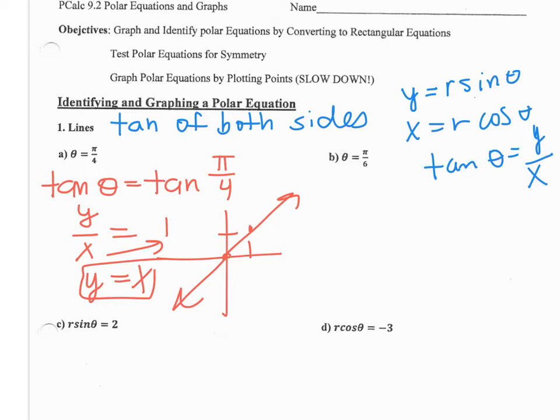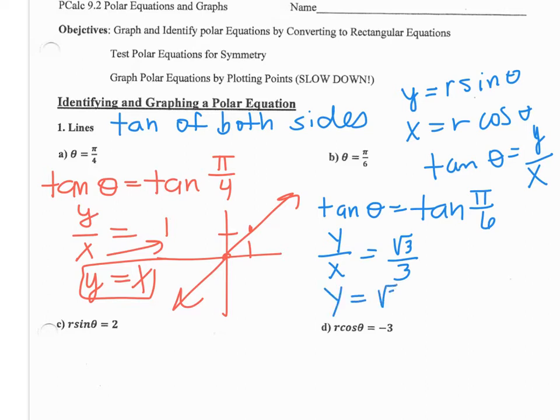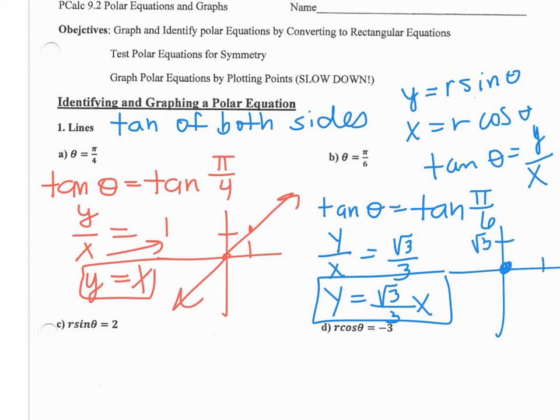Okay, let's try another one where the numbers aren't so pretty. So part B, if I take the tan of both sides, I get tan theta equals tan pi over 6. All right, so same deal. Tan theta is y over x. Tan 30 degrees, when I rationalize it, would be root 3 over 3. Then I multiply my x up, and I get root 3 over 3 x. All right, that means sketch a graph. Y-intercept is 0 still. Up root 3 over 3. There would be my slanted line. Okay, and again, only x's and y's that we're graphing.